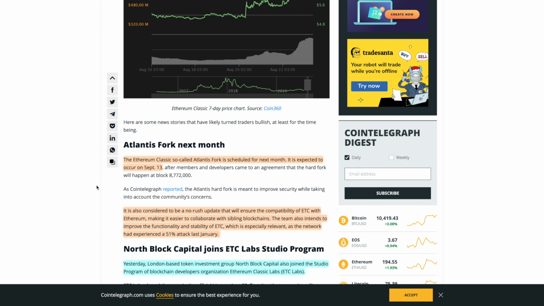The team also intends to improve the functionality and stability of Ethereum Classic, which is especially relevant as the network has experienced a 51% attack in January. Touching on that note, I actually did a little bit of digging just to get some more information from that recent event. January was at the beginning of this year, so it's really not too far away from where we are now.